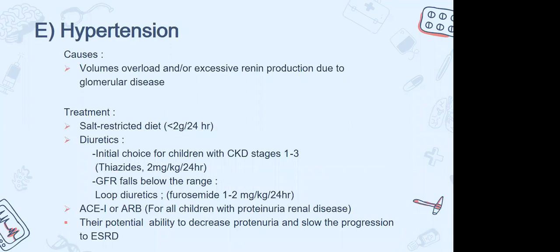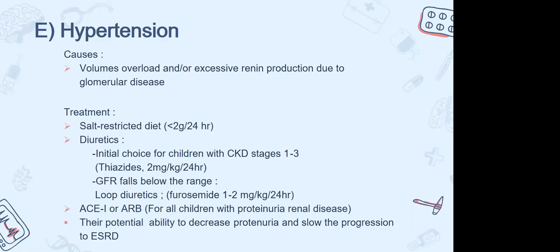Calcium channel blockers such as amlodipine, beta blockers such as propranolol, and centrally acting agents may all be useful as adjunctive agents in children with CKD whose blood pressure cannot be controlled using the above treatment. Also salt restricted diets or diuretics such as loop diuretics and thiazides. So we can go to another line of management.